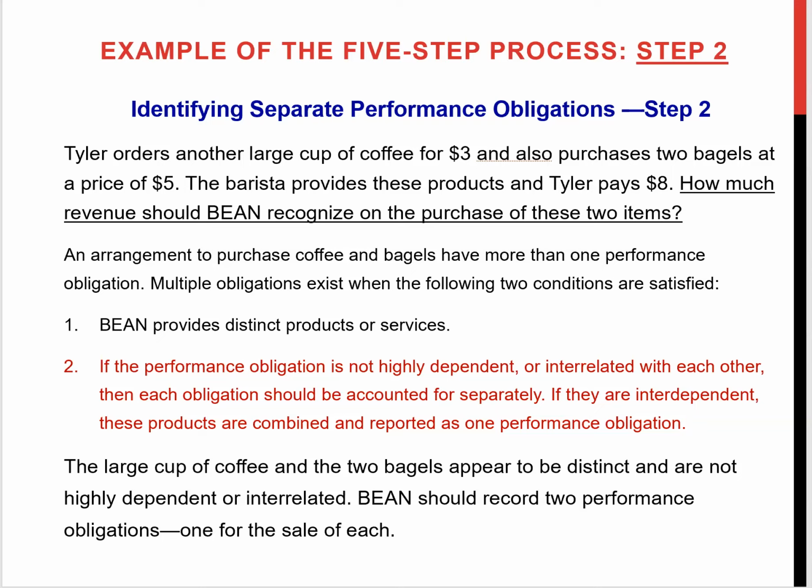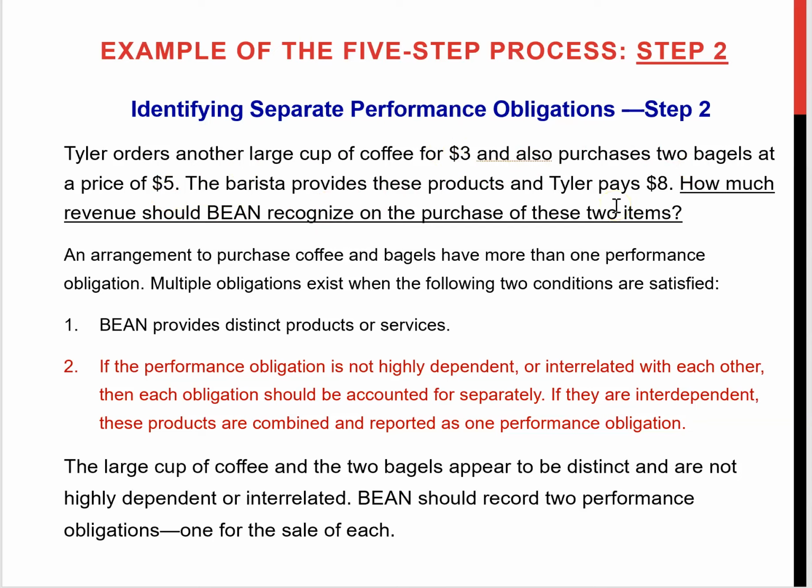The other day, Tyler is going to the coffee shop to buy a large cup of coffee for $3, but at the same time, Tyler wants to purchase 2 bagels for $5. Now let's think of step 2. Step 2 is about performance obligations, and you have to check whether there is 1 obligation or 2 obligations. From the coffee shop's perspective, they now have 2 obligations. One is to give a large cup of coffee, another is to give bagels. And if you think of the amount of revenue they should record, it's altogether 5 plus 3, which is 8.